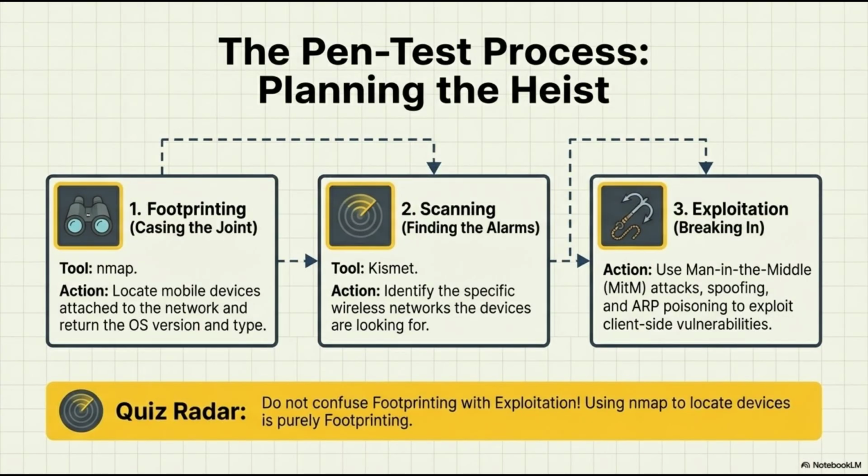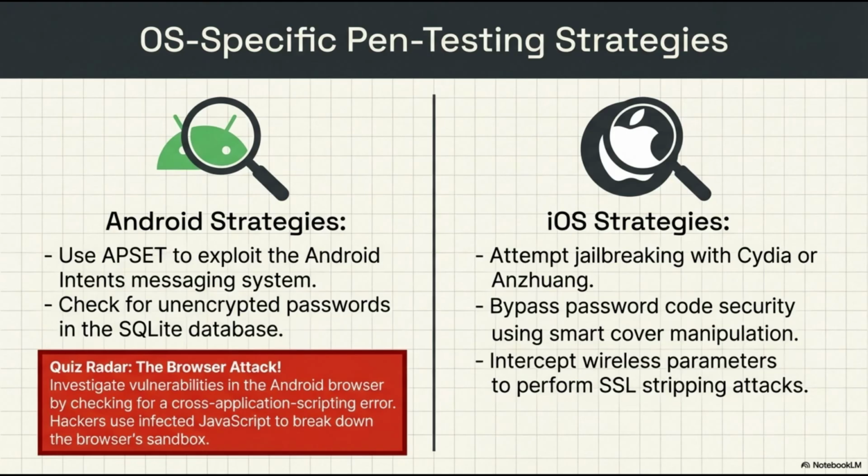I really want to stress a major test trap here. Do not confuse footprinting with exploitation. Using Nmap to locate devices on the network is purely footprinting. It's reconnaissance. Right, it is not an actual exploit. And the specific ways you break in change depending on the OS. Drilling down on slide 9, OS-specific pen testing strategies.